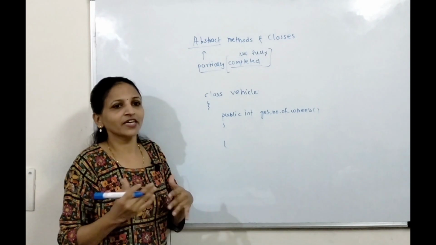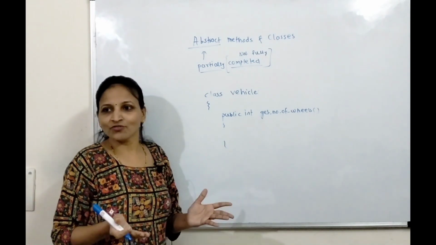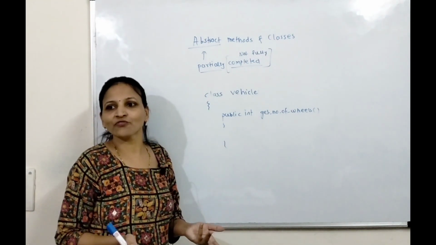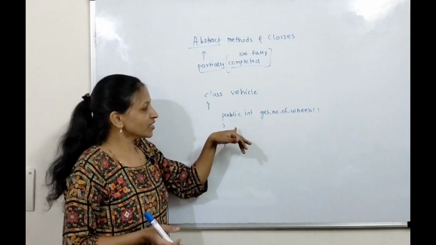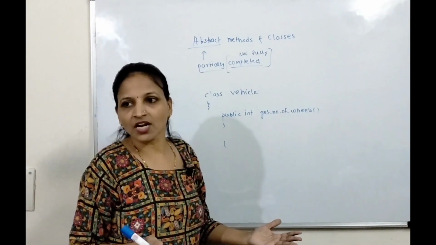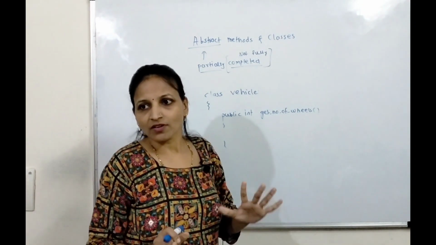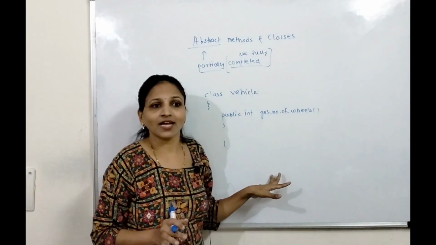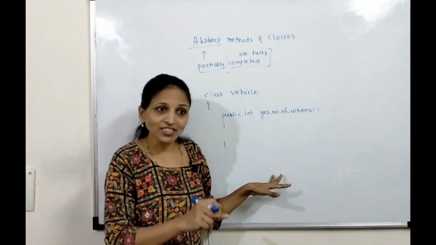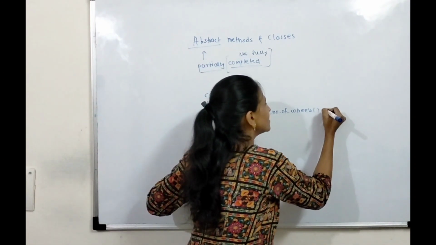Then here we cannot return the number of wheels, because a vehicle may have any number of wheels according to its type. That's why here we cannot provide an implementation. There is no meaning in calling this type of method if we are creating an object of this class. Getting? And that's why we should write it like this.